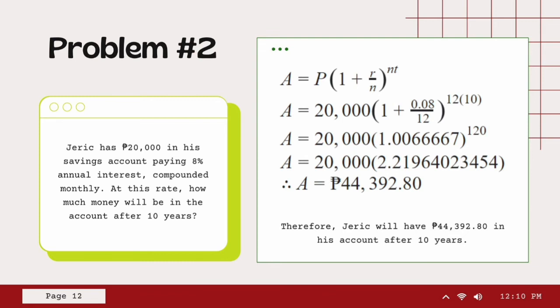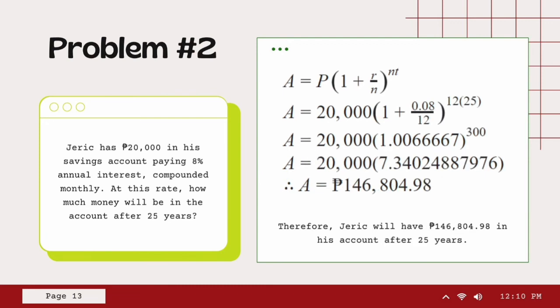And lastly, we perform the final operation, which is multiplication. Thus, A is equal to 44,392 pesos and 80 centavos. Therefore, Jeric will have 44,392 pesos and 80 centavos in his account after 10 years. Now, let us solve for the next requirement, which is the future value of his account after 25 years.